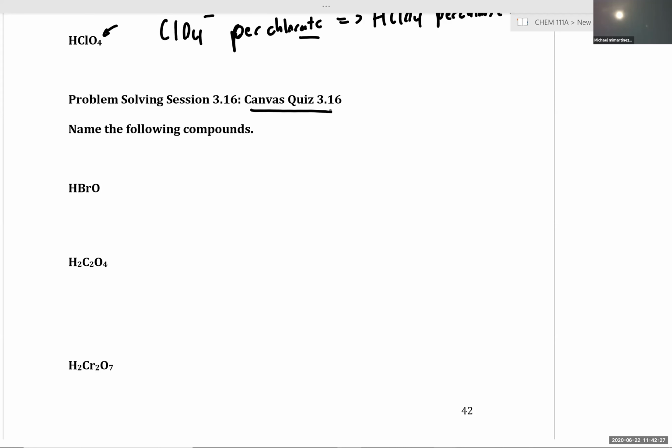Don't be shy to submit your responses via Canvas or via the chat. So the 3.16 has 2 parts. We're going to look at the first set of 3 questions right now in this first 3-minute problem-solving exercise, and then handle the second batch of questions in a second exercise.